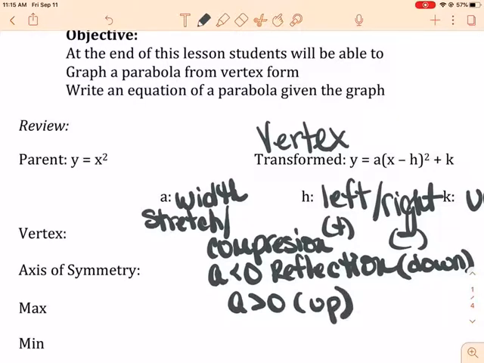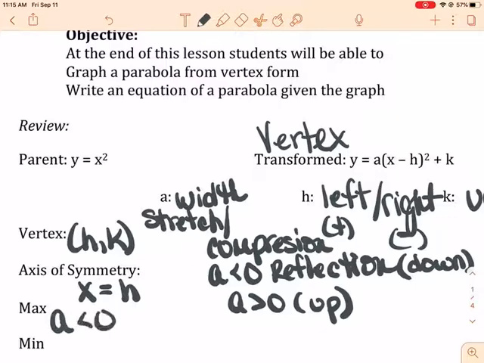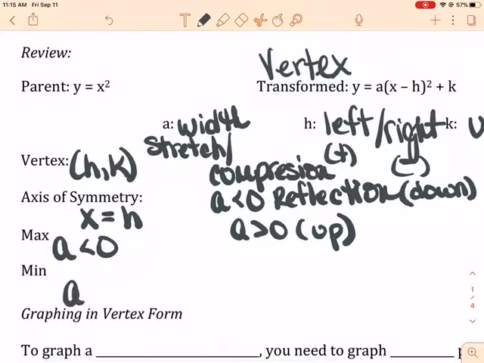Keep in mind that there's a relationship here: your movement left-right and your movement up and down give you your vertex, so this is h and k. The axis of symmetry is always the x-coordinate, so x equals h, because it's a line. Your max is when a is less than 0, and your min is when a is greater than 0. Think of it as opening up, there's a low point, so that's a min. When it's upside down or a reflection, there's a high point, that's your max.